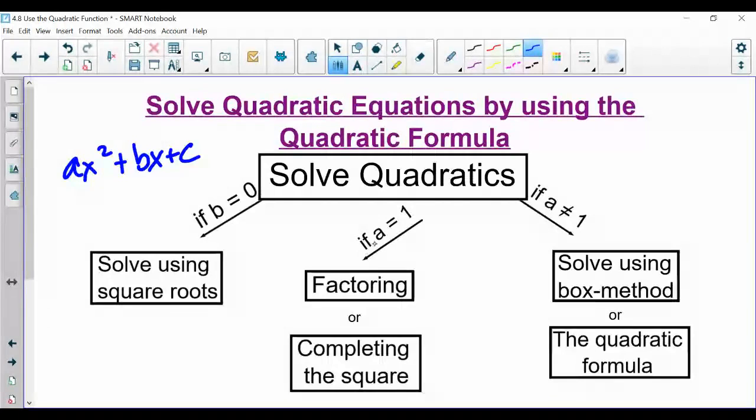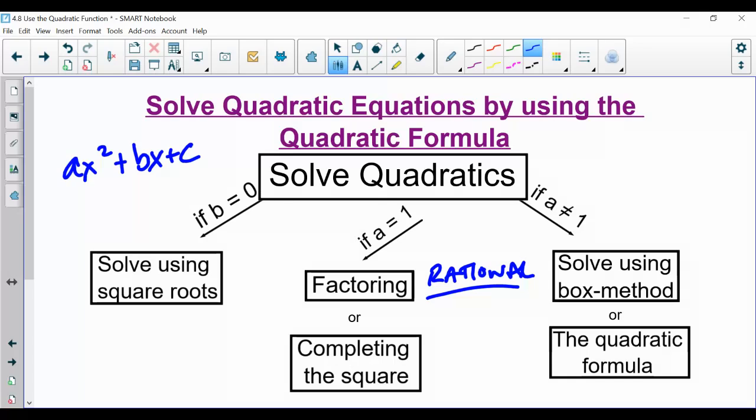And then it's going to say if the a term is 1, use factoring. However, factoring will only work if your solution is rational. If your solution is imaginary or irrational, you would need to use completing the square. So if the a term is 1 and your solution is rational, factoring would work. If it is irrational or imaginary, you would find that factoring didn't work, and then you would try completing the square.